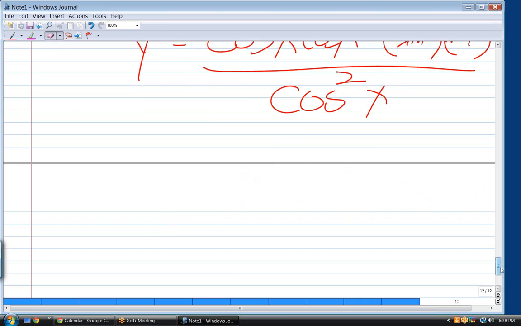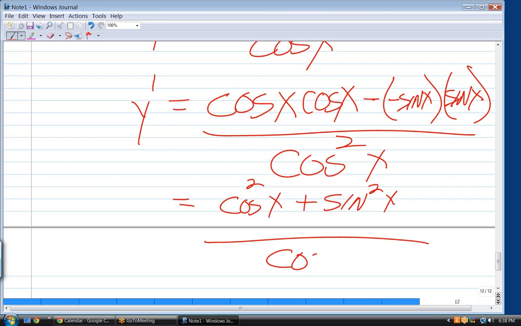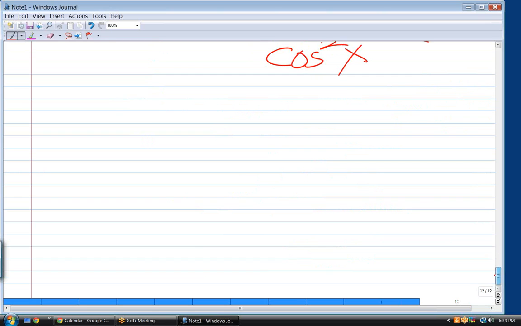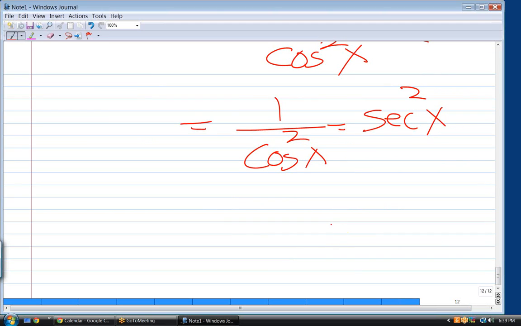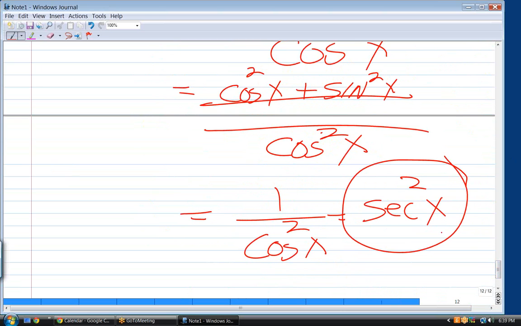So I ended up here with cosine x times cosine x, that's cosine squared x. These two negatives become a positive, plus sine squared x, all over cosine squared x. What's cosine squared plus sine squared? 1. So I can replace that with the number 1. And now I have 1 over cosine squared x, which is secant squared x. So the derivative of sine over cosine, which you'll notice is the same as tangent, is secant squared x. So the derivative of tangent is secant squared x.